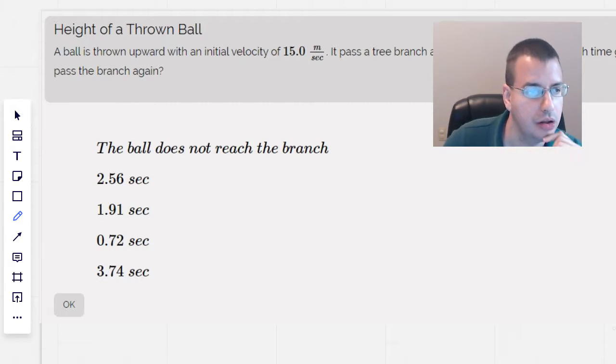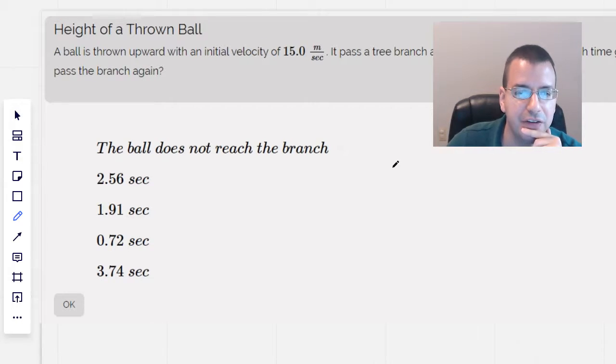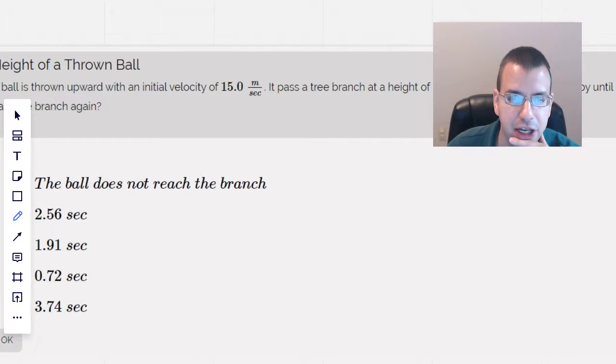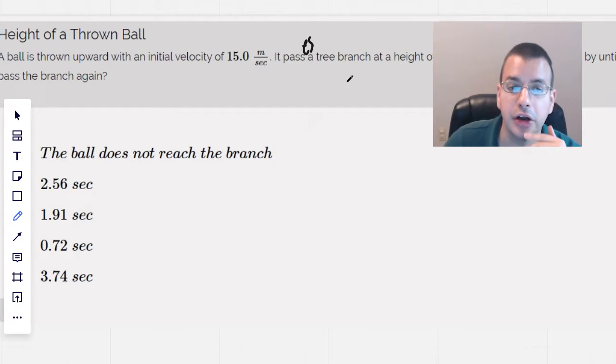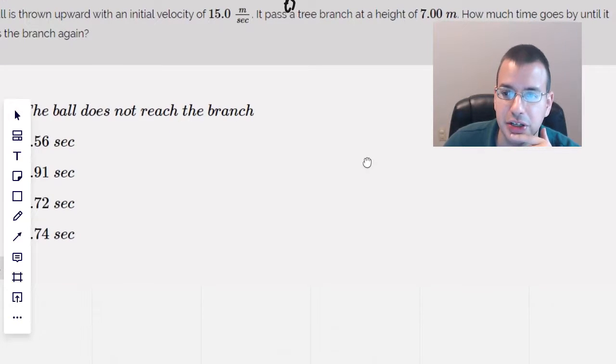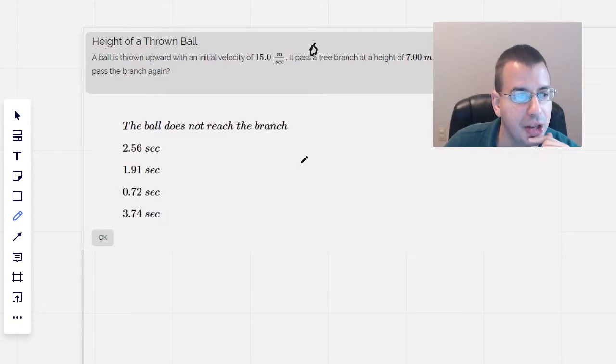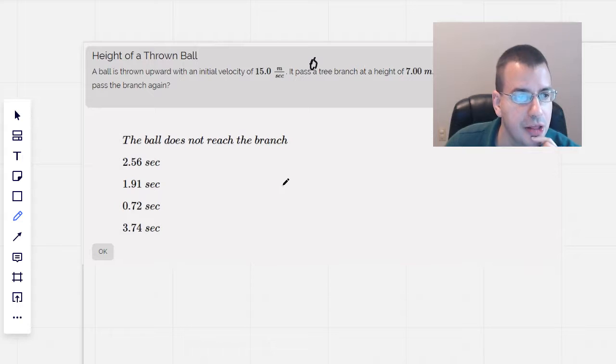A ball is thrown upward with an initial velocity of 15 meters per second. It passes a tree branch at a height of 7 meters. How much time goes by until it passes the branch again?